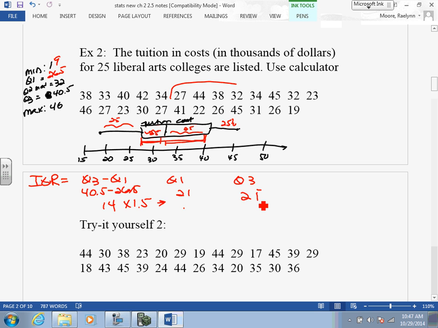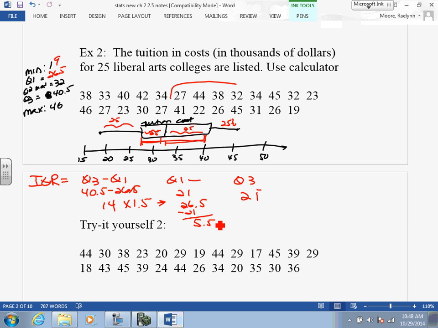Now, we're going to take your quartile 1, and where can we find an outlier? To the left or to the right of quartile 1? To the left. So we're going to take quartile 1 and subtract 21. Your quartile 1 is 26.5, so we subtract to the left and get 5.5. Do we have a piece of data that is 5.5 or less? No. Our min was 19. We have no outliers to the left.